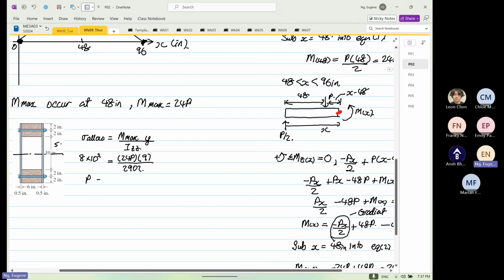So therefore P will be equal to 8 times 10 to the power 3 times 2902 divided by 9 divided by 24, which is 107.481 times 10 to the power 3 pound force.